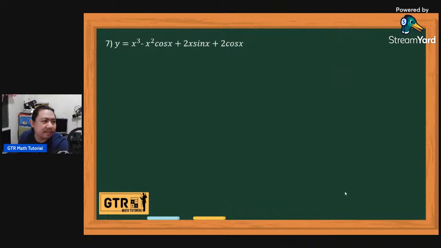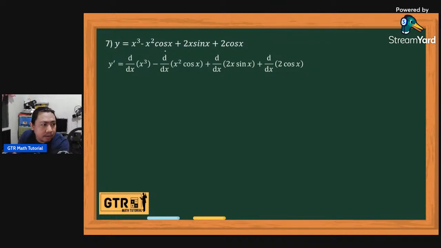Okay, so number 7. We have x cubed minus x squared times cosine x plus 2x sine x plus 2 cosine x. So for this, just get the derivative of each term. Distribute lang natin. So derivative of x cubed, derivative of x squared cosine x, derivative of 2x sine x, and then derivative of 2 cosine x. We will use the product rule for the middle terms, and we have direct formulas for the derivative of x cubed and the derivative of cosine x.